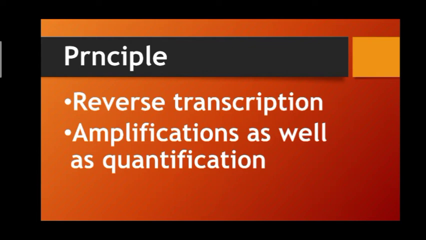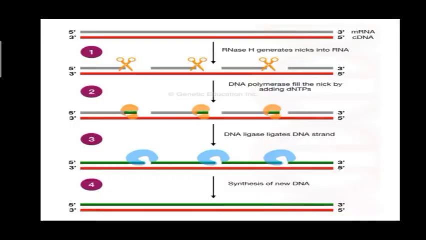From the template RNA, the complementary DNA is synthesized using the reverse transcriptase. The process is divided into two broad steps. First, reverse transcription, and second, amplification as well as quantification. As we said, the enzyme governs the process of complementary DNA synthesis while using probes and primers. The template is amplified and quantified. The synthesis of complementary DNA is a crucial step in the entire reverse transcription polymerase chain reaction protocol.